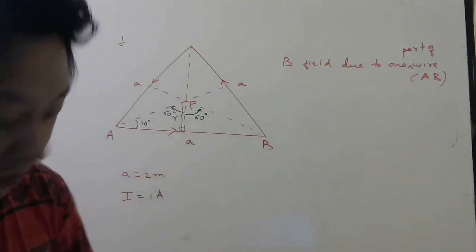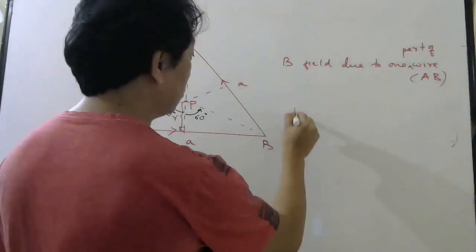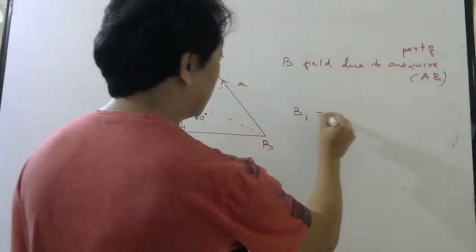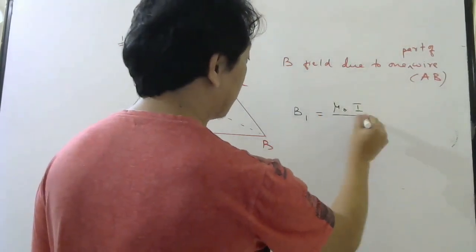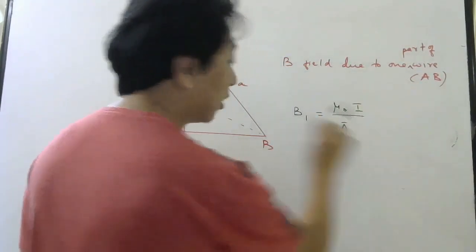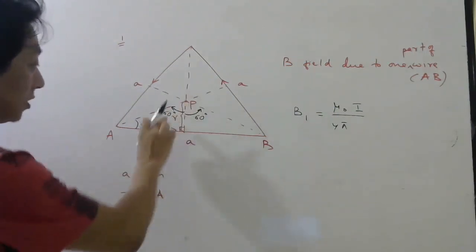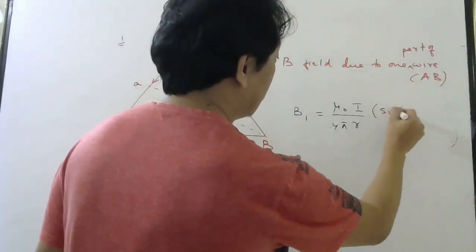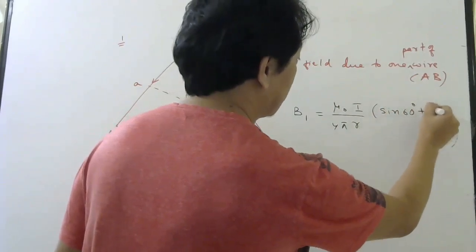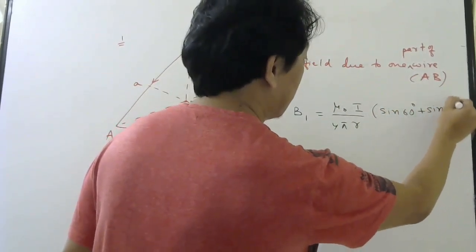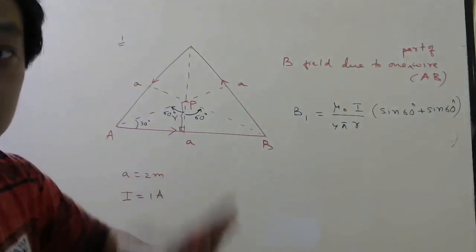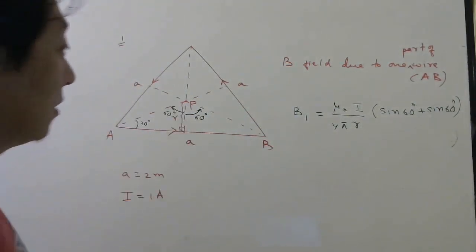Understood or not? Okay. So what will be the magnetic field due to just one part? Let me write B1. What will be the formula? Mu naught I divided by 4 pi. Here what we write? Perpendicular distance, which is small r I have written, into sine 60 degree plus sine 60 degree. Plus only because this is this side, this is this side. So both are positive according to what I have done in the theory.